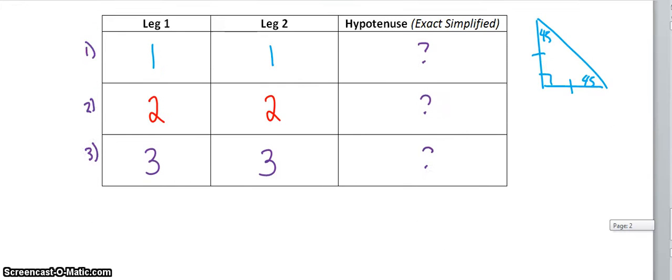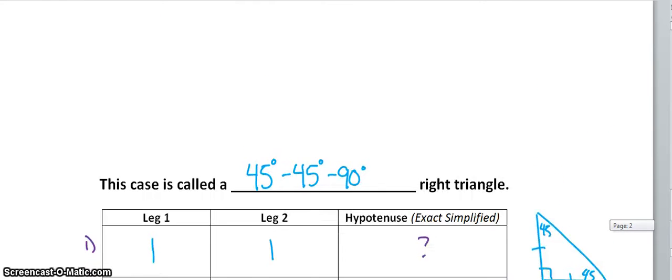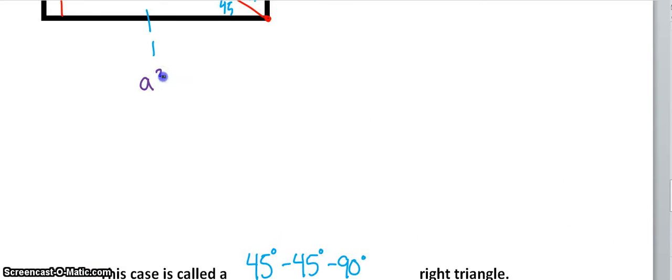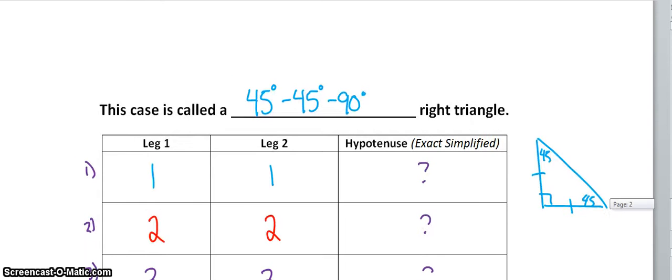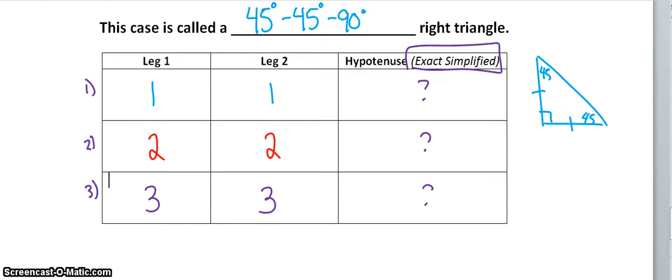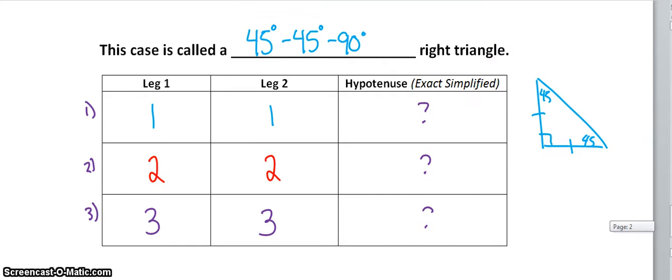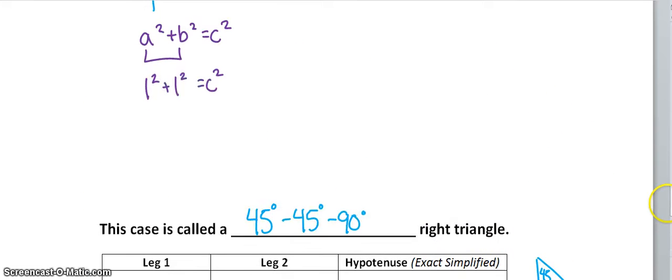Okay, so just a little preview of this. If my 2 legs are 1, we know Pythagorean theorem is a squared plus b squared equals c squared. These are my legs. So I'd plug in 1 squared plus 1 squared and find c squared, or find c. I want you to leave them in exact simplified form like we did for 30, 60, 90 triangles. I'm going to have you do all 3 cases on your own. So please pause the video, compute them. It's good practice for a Pythagorean theorem, and I'll come back with the answer.